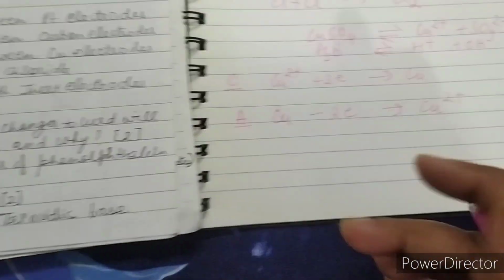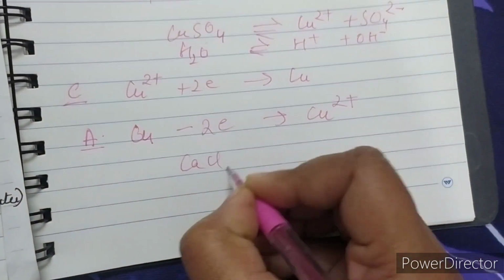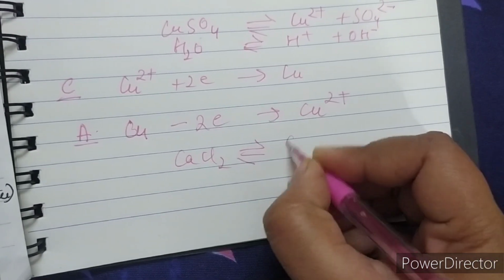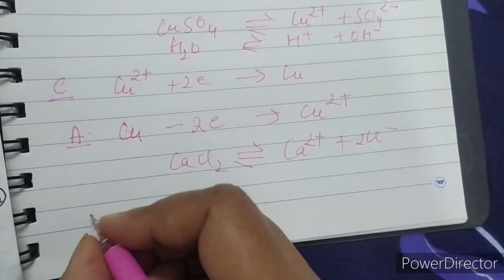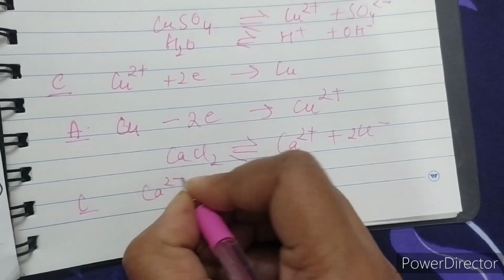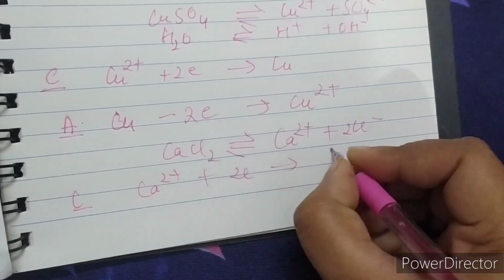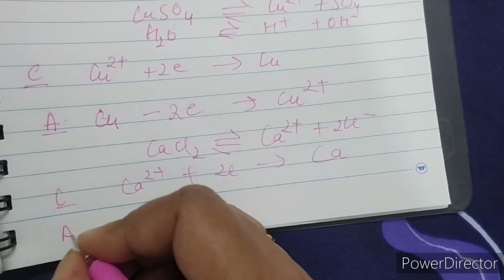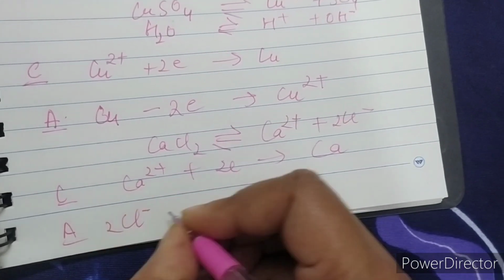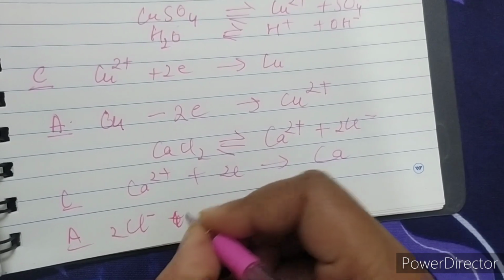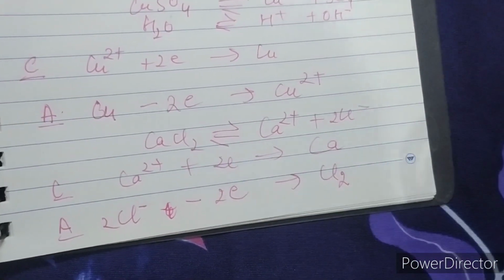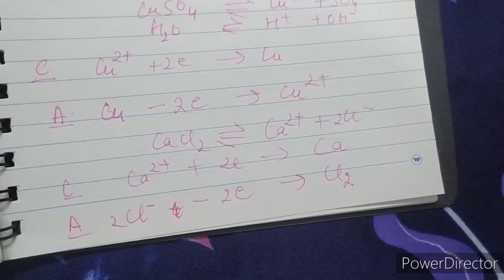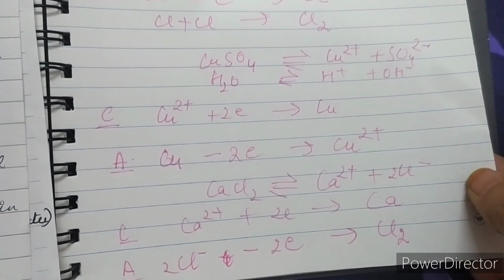Extraction of calcium from calcium chloride. Calcium chloride, again you dissociate, that is electrometallurgy, so it dissociates into calcium ions and chloride ions. Calcium will migrate to the cathode, accept 2 electrons and give you calcium, and at the anode chloride ions will migrate, lose 2 electrons and will give you chlorine gas. So this is the formation of calcium and chlorine gas at cathode and anode respectively.